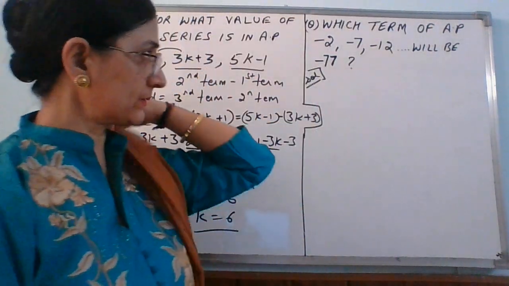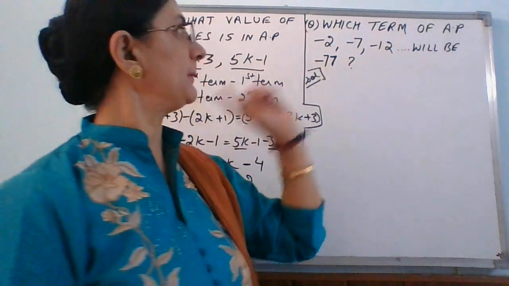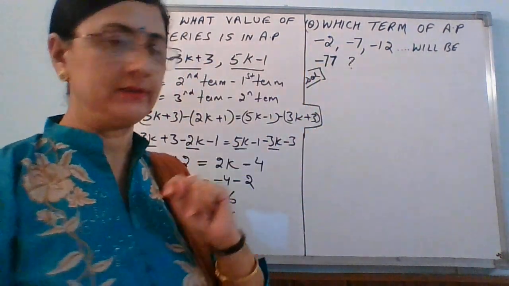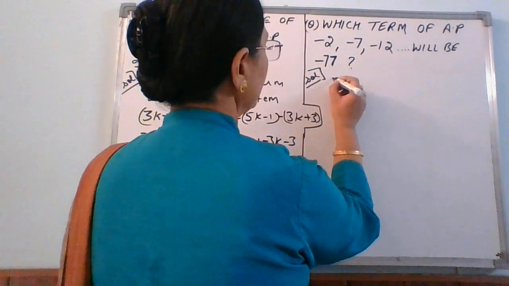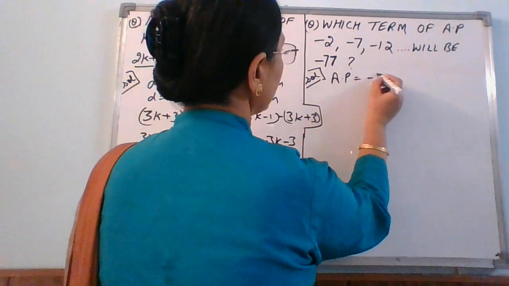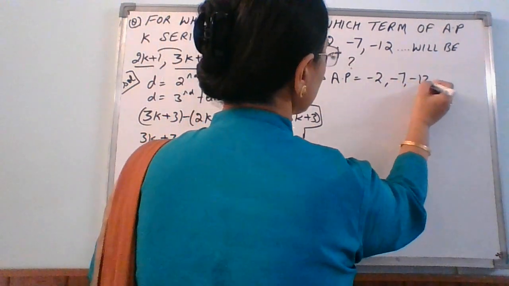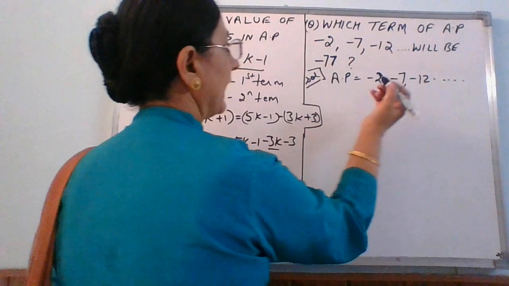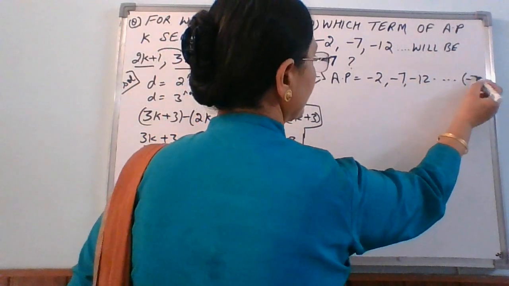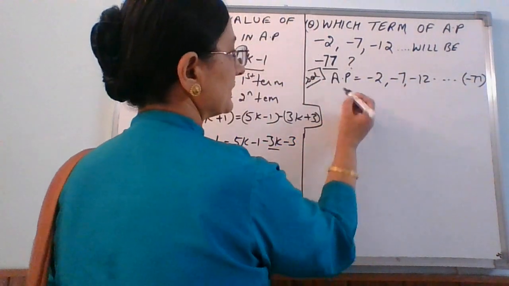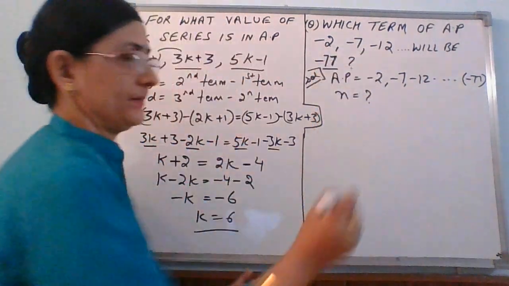Now there is a next question here. Which term of the AP? We have this AP here. You have to find n. So the AP here is -2, -7, -12 and so on, right? And the last term is given as -77. Last term is this and you are supposed to find n, right?